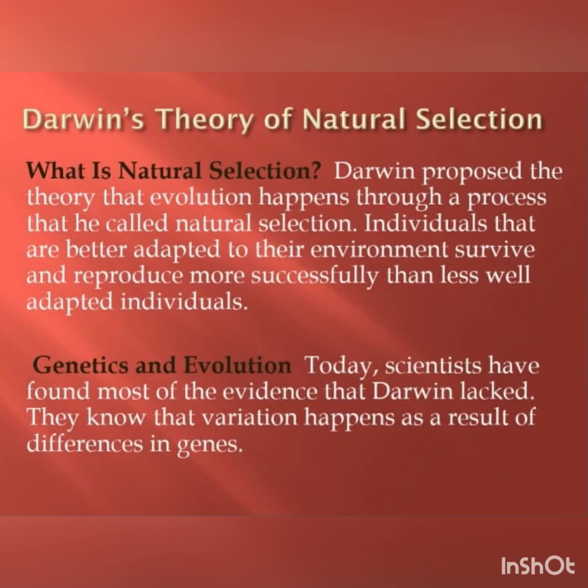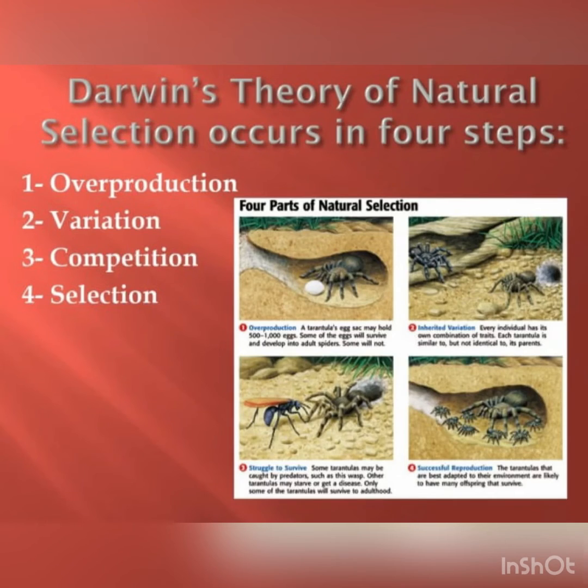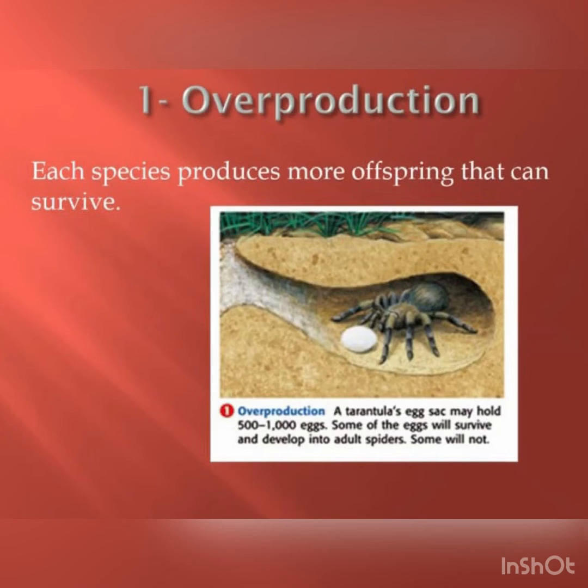They knew that variation happens as a result of different genes. Darwin's theory of natural selection: overproduction, variation, competition, selection. First, overproduction. Each species produces more offspring than can survive. A tarantula's egg sac may hold 500 to 1000 eggs. Some of the eggs will survive and develop into adult spiders, some will not.